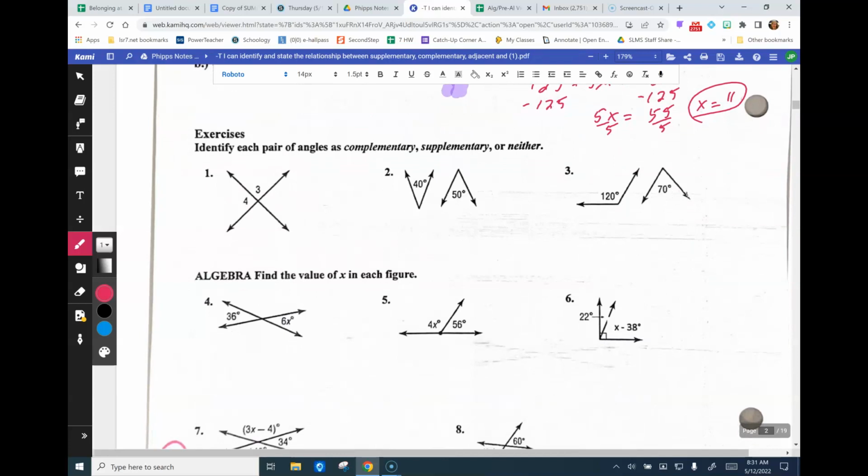Identify pairs of angles as complementary, supplementary, or neither. So we look at number 1. And what we realize is they are giving us this right here.